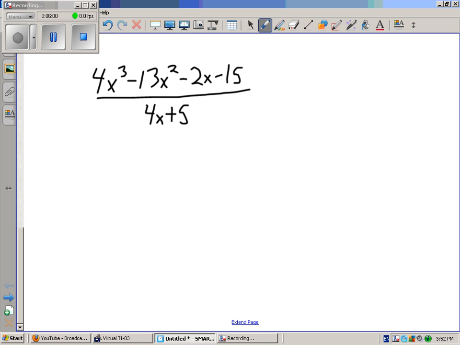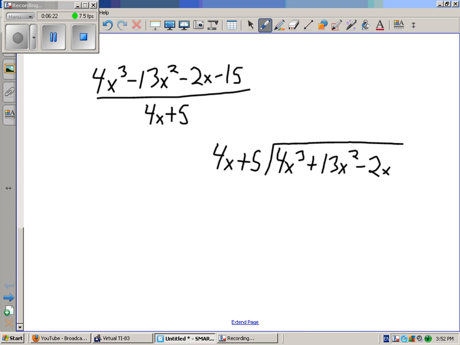Now, unlike the previous example with x plus 5 and x plus 3, I am not looking at that with any inkling of an idea what I'm going to get, at least just from eyeballing it. Well, we do the same thing. 4x plus 5 going into 4x cubed plus 13x squared minus 2x minus 15. We look at the first terms. 4x goes into 4x cubed, x squared times. X squared, we multiply it out. X squared times 4x is 4x cubed plus 5, so plus 5x squared.